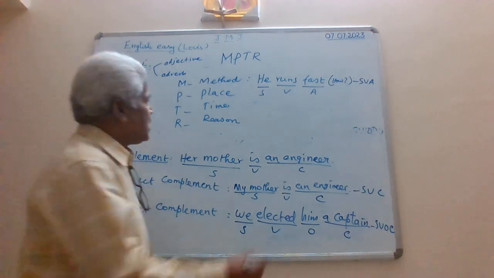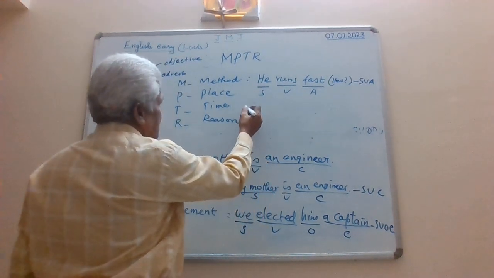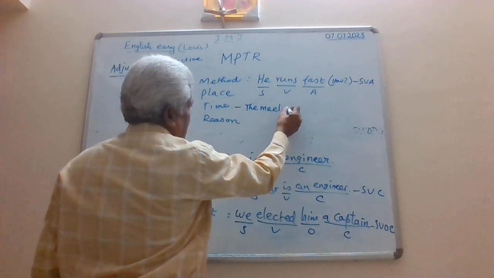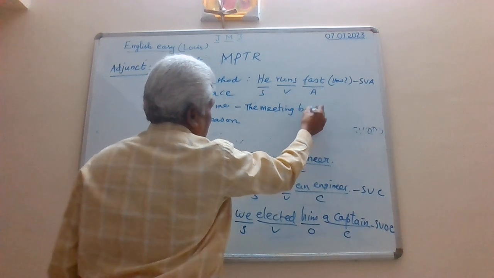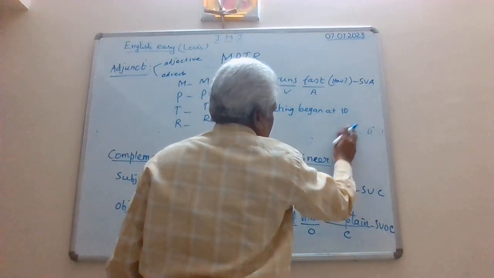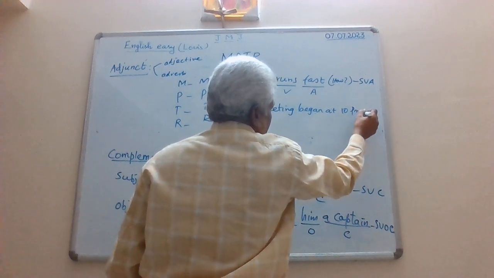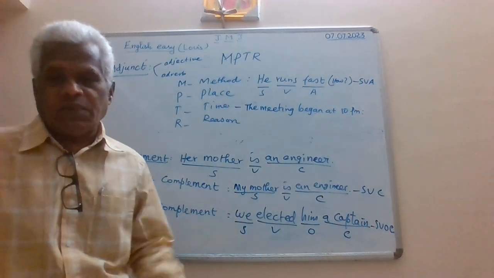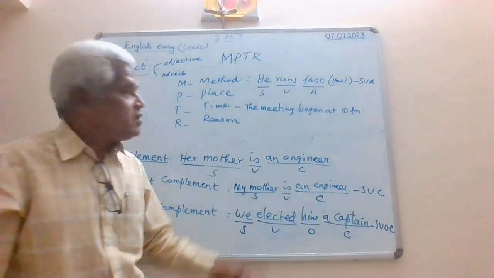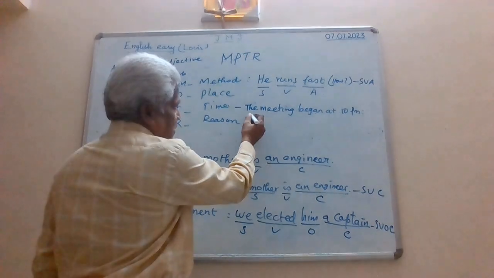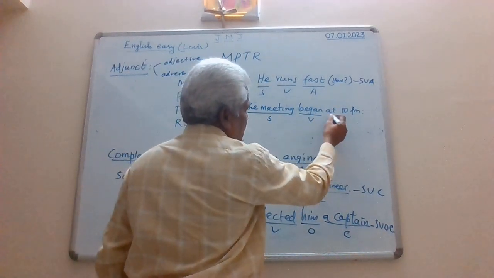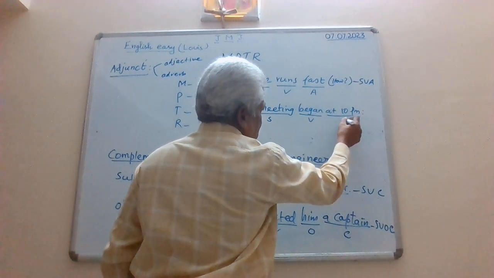And then what about the next one here? The meeting began at 10 p.m. Maybe you can think it is too late, but it does not matter. Actually, the meeting began at 10 p.m. Okay, now what is your subject here? The meeting is your subject. Began is your verb. At 10 p.m. is your adjunct here.